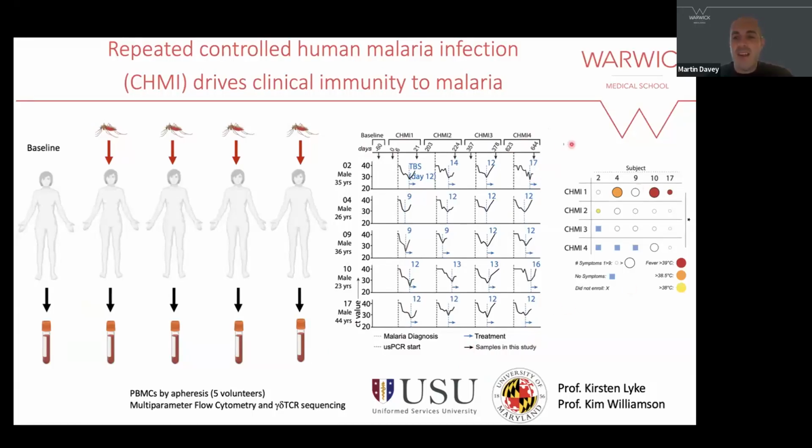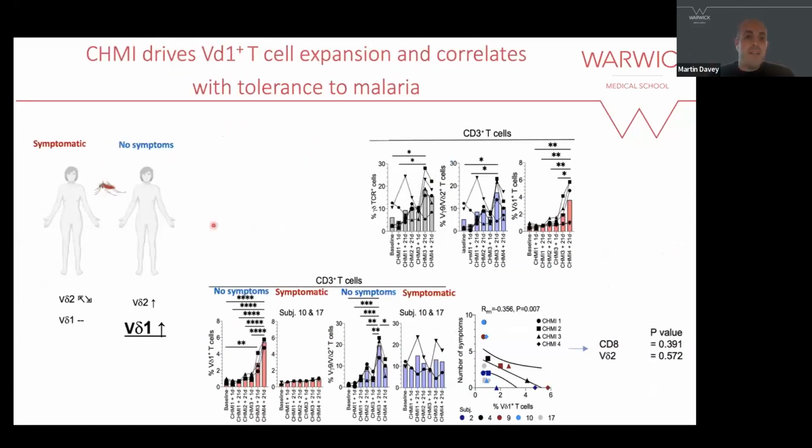So one of the key things we found was that after CHMI 1, most of the individuals had quite severe symptoms. They had, on occasion, high fevers. But as you move through this repetitive challenge study, by the end of it, 3 out of the 5 individuals were completely asymptomatic or essentially tolerant to malaria, even though they had high levels of parasites in their bloodstream, which was quite interesting and something that we took on further.